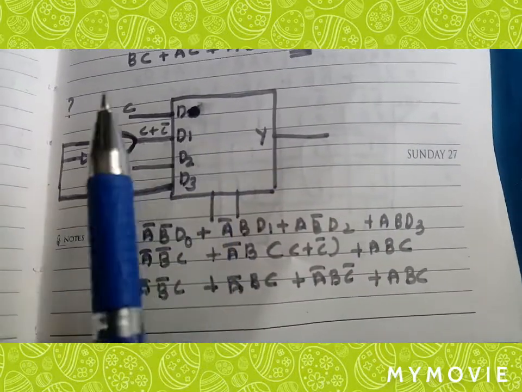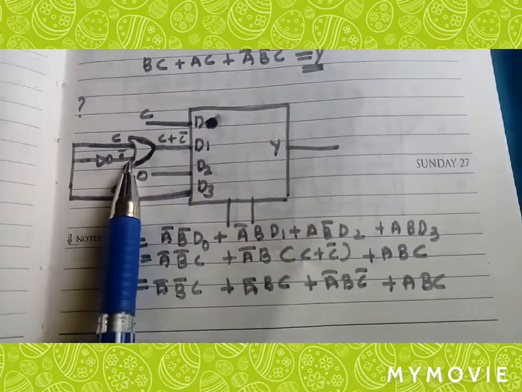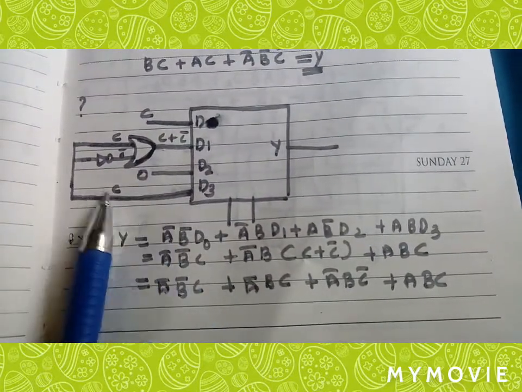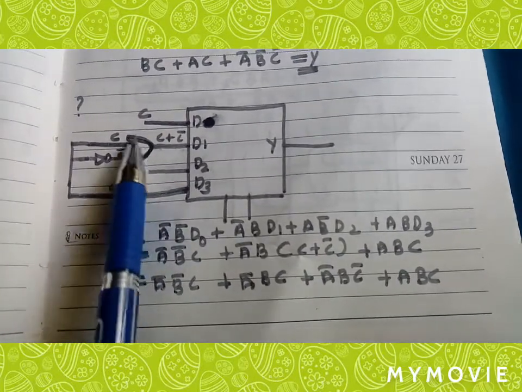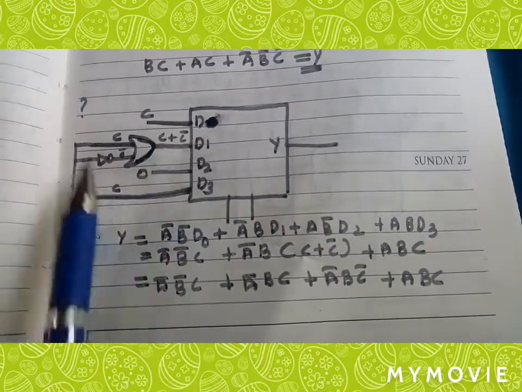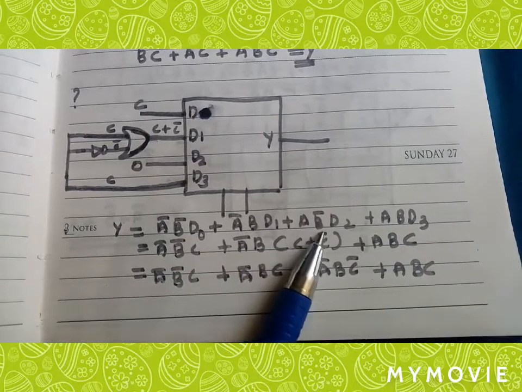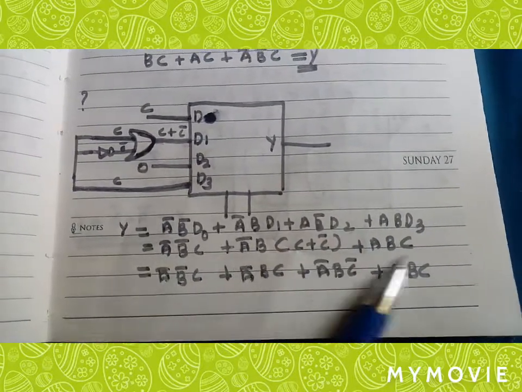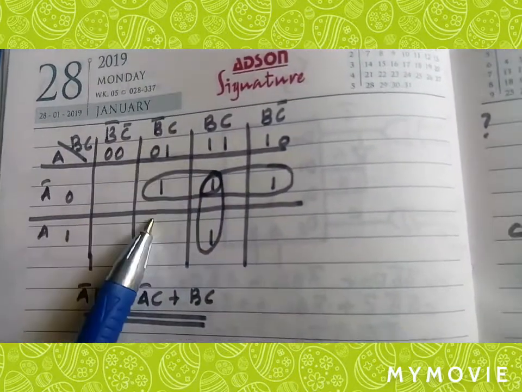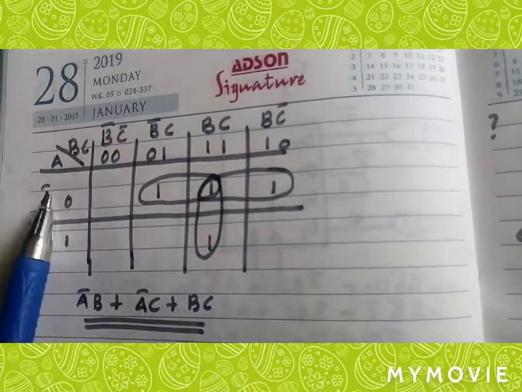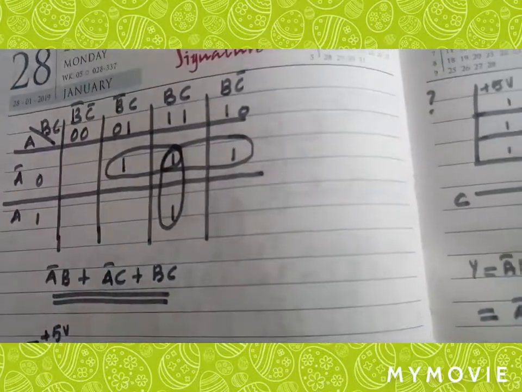This multiplexer, in which the inputs are here, we know that the input of this is C. So here is C bar and here is C, and it is an OR gate, that is C plus C bar. Here C, here 0. So the output is A bar B bar D0 plus A bar B D1 plus A B bar D2 plus A B D3. Substitute the values and we get the expression like this. We represent the terms A bar B bar C, A bar BC, A bar BC bar, ABC. So we get the terms like this.